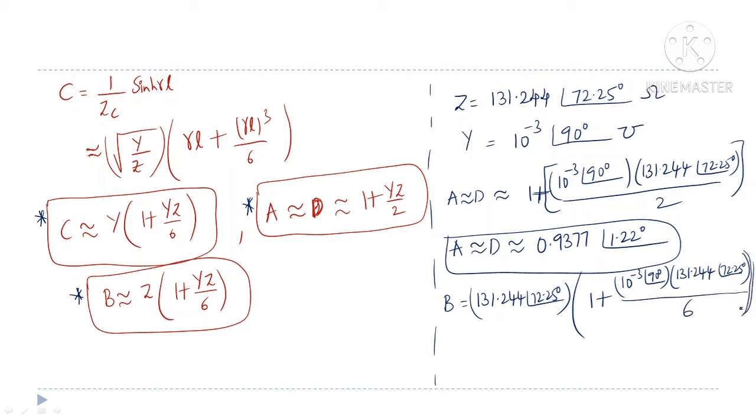Okay, how can you solve this? With the help of a calculator. First you need to take the product of this one and this one and divide that by 6, add that to 1 and then multiply that with this complex value. So this is the approximate value of B. Now what is the B value you got? 128.5 at an angle 72.64 degrees.